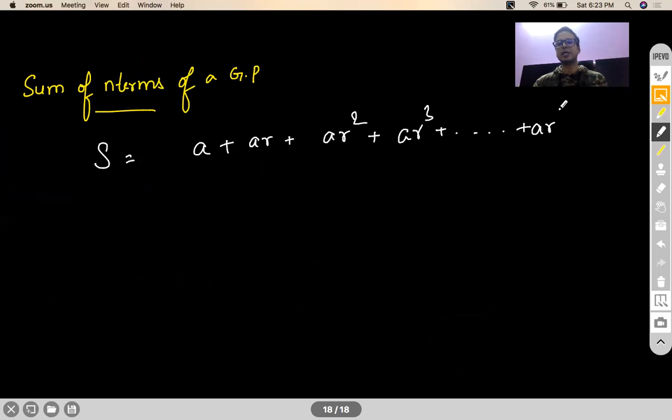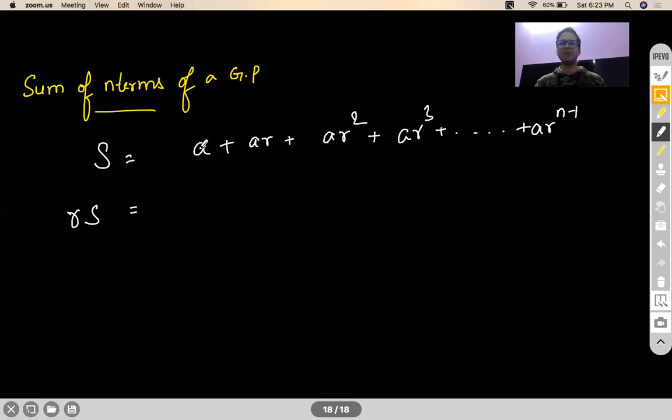Okay. Now, unlike the method that we had used in our AP, if you try to reverse this and add it, we all know that the sum is not going to give you a fixed term added n number of times. So what is the approach that we are going to use over here? The approach that we are going to use over here is we are going to multiply this entire series with the common ratio r.